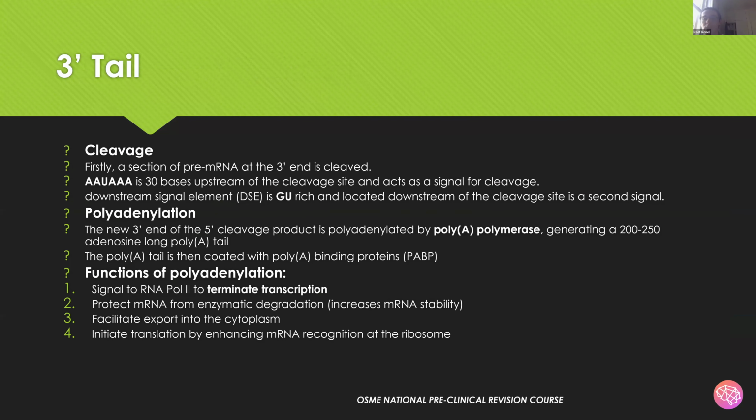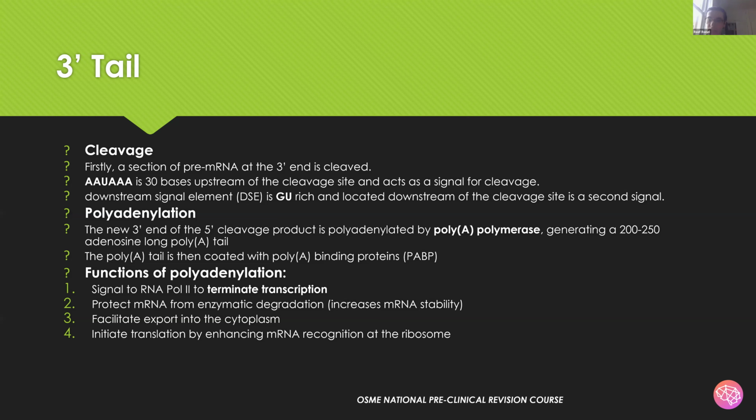Okay. So the final step in pre-mRNA processing is the 3' tail. And it involves two steps, cleavage and polyadenylation. The major signal for this is the sequence AAT AAA or AAU AAA, which is about 30 bases upstream of the cleavage site. There's also a second signal, which is the downstream sequence element, which is GU rich and located downstream of the cleavage site.